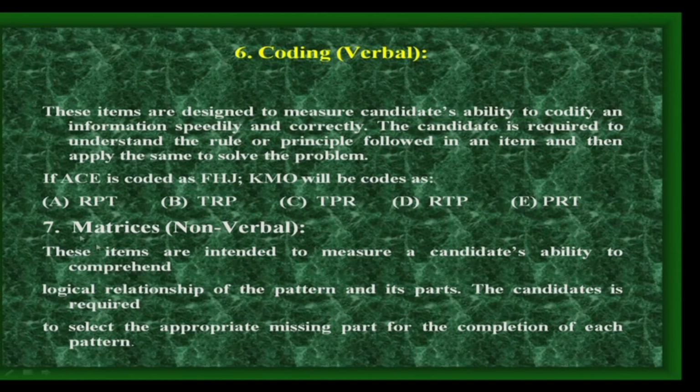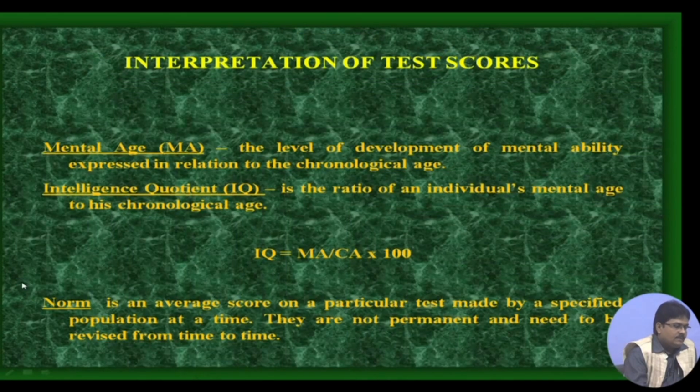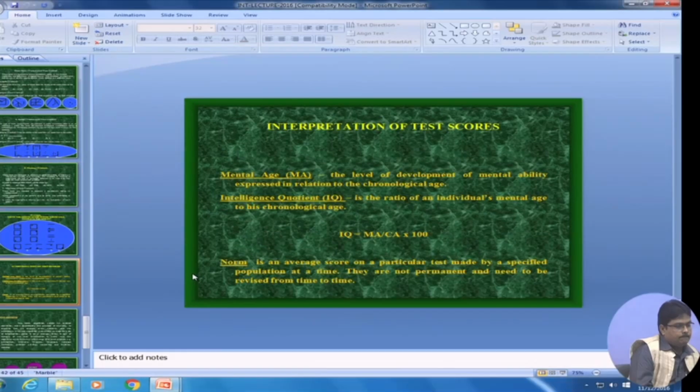Similar kinds of items are also given in the matrices, which are nonverbal. These items are intended to measure a candidate's ability to comprehend the logical relationship of the pattern and its parts. The candidate is required to select the appropriate missing parts for the completion of each figure. This is one of the example items. The candidate has to study the whole pattern, how it is changing, and accordingly find out a choice that would complete the design.